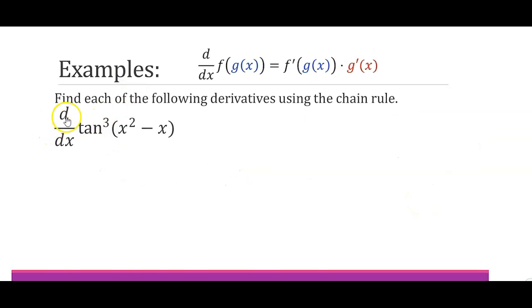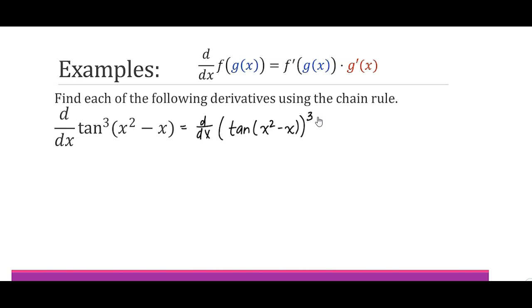In this example, I have the derivative with respect to x of tangent cubed of x squared minus x. Before we get started, anytime I have a trig function raised to a power, I want to remember that it's the entire trig function, so tangent of x squared minus x, all raised to that power of 3. So now here I have x squared minus x as inside of tangent x, but I also have tangent of x squared minus x all inside of x cubed.